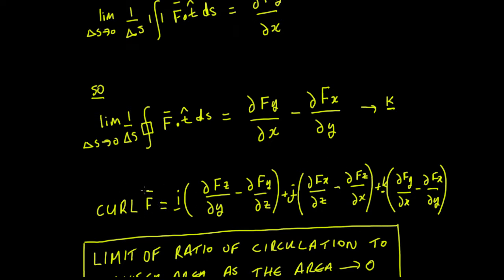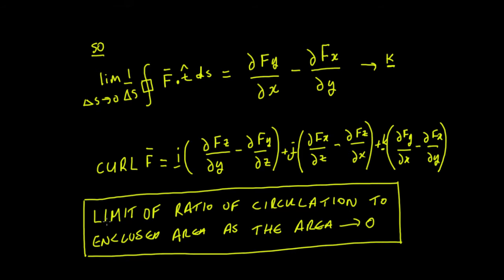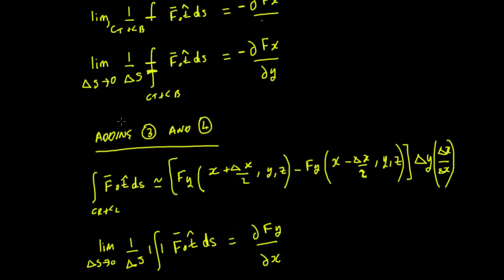So whenever we find the curl vector field, we get another vector field, and that value, the curl, is going to be given by partial fz by partial y minus partial fy by partial z in i, plus j partial fx by partial z minus partial fz by partial x, and in the k direction partial fy by partial x minus partial fx by partial y. Now this thing here is called the curl of that vector field. So in words we can say the curl is the limit of the ratio of the circulation to enclosed area as the area tends towards 0. It's a very similar type of derivation to what we did for the divergence.